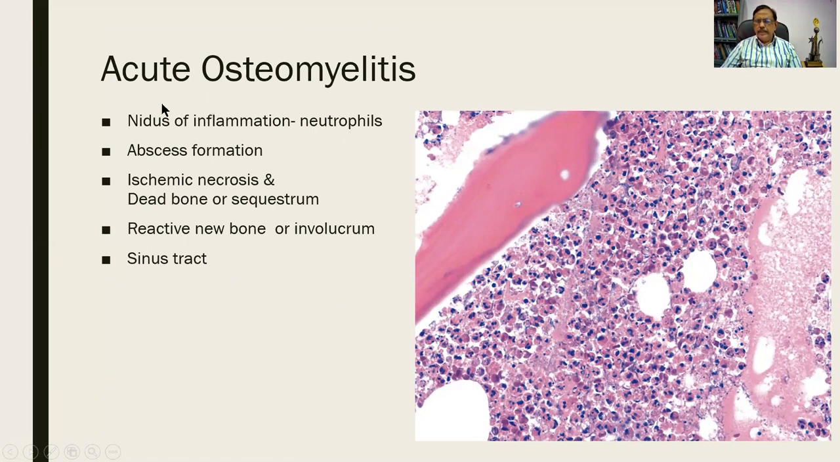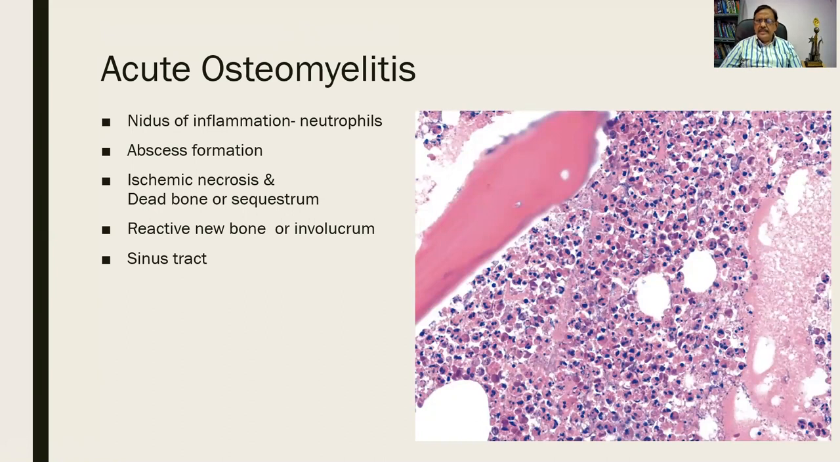Based upon the duration, the osteomyelitis can be divided into an acute osteomyelitis and a chronic osteomyelitis. Acute means it is of short duration and it will be more severe, and it also responds quite well to antibiotics. There is a nidus of infection or inflammation that is called a nest, and in that there is an accumulation of neutrophils. And soon you find that there is a proliferation of this, and there is a larger lesion called the abscess. An abscess is nothing but a localized formation of pus.